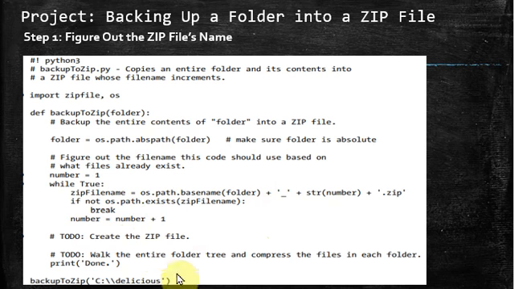Okay, and in the next step what we are going to do, we are going to create the zip file. And after that, next step, we are going to walk through the entire folder tree and compress the files of each of the folder. Okay, so in step 1, what we are going to do, we are giving the name for the zip file.